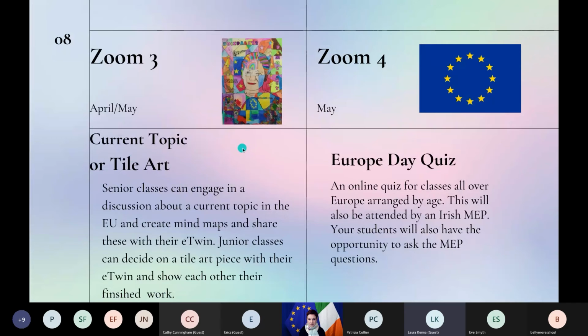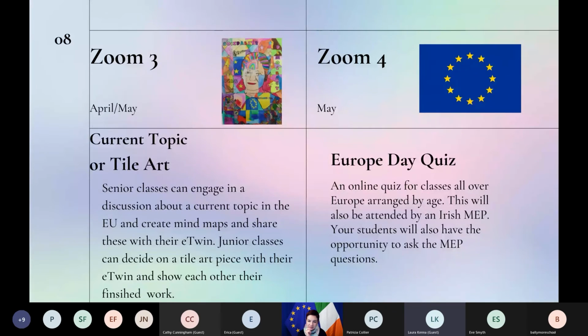The younger classes are going to do a tile art activity. So you might see this one here. With your eTwin, you might decide on which one you'll do. Each child will have a page, and then you'll assemble the work of art at the end, and you might then have a phone or a video conference with your partner in your other country. And for the older classes, they might discuss a current topic and create their mind maps, and then you can discuss that together. And then the big event at the end will be the Europe Day quiz.